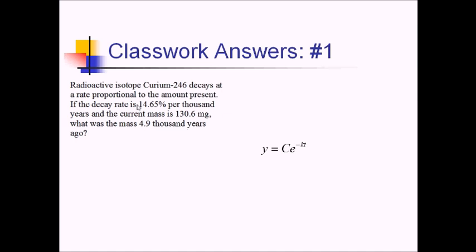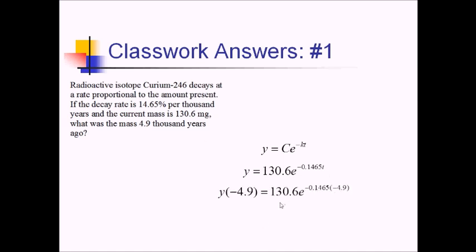Now, it says that the decay rate is this percentage per 1,000 years. So when we plug in 4.9 thousand, we're actually going to plug in the number 4.9 because that's what everything else is expressed as. And since this is 4.9 thousand years ago, we have a negative 4.9 going in there. So when the dust settles, here's what all this looks like. We have 130.6 e to the negative, that was our k value, 0.1465 t. And now for our t value, that's going to be negative 4.9 getting plugged in.